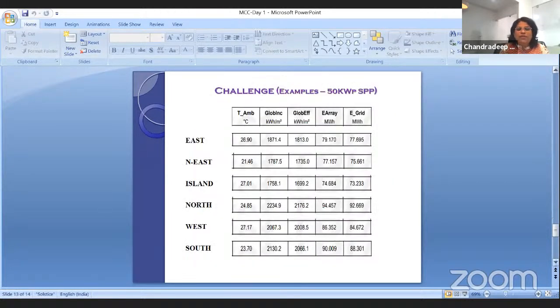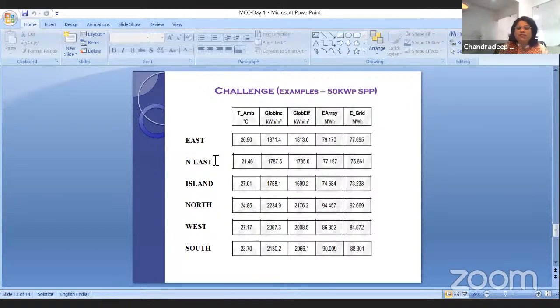So one example I want to show you. Suppose, in a bigger way, you consider a 50 kilowatt peak solar power plant. As an investor, I want to install a 50 kilowatt power plant anywhere in India. As a solar power plant designer, you should inform the investor where he should go for the 50 kilowatt power plant. For that, this data is required.